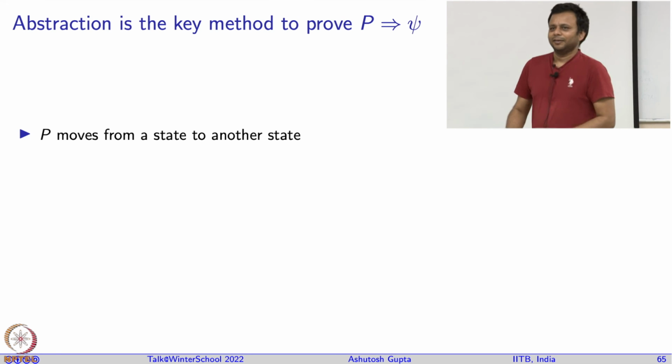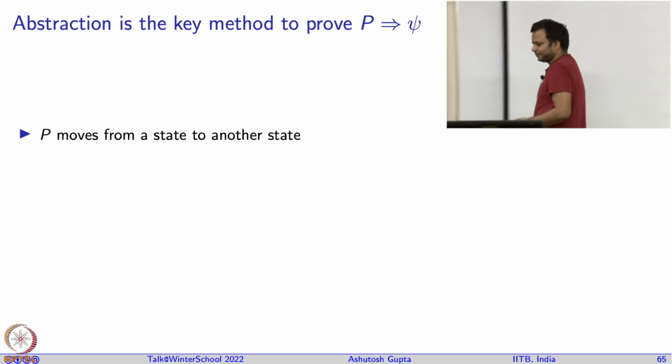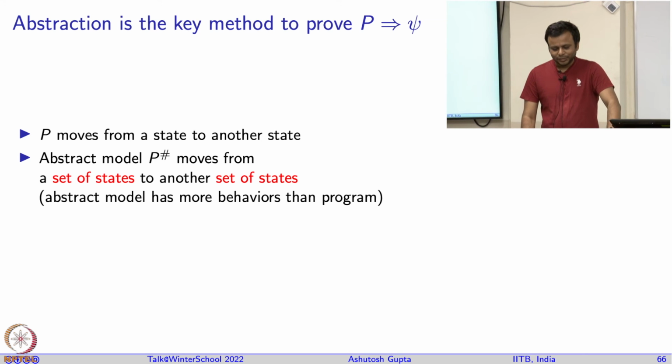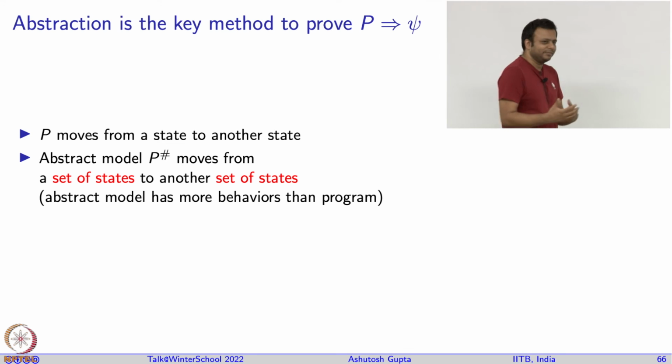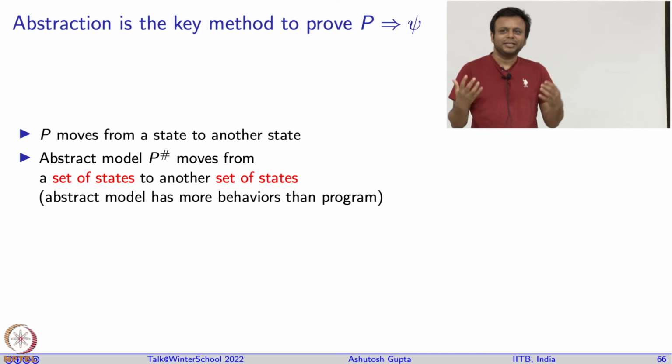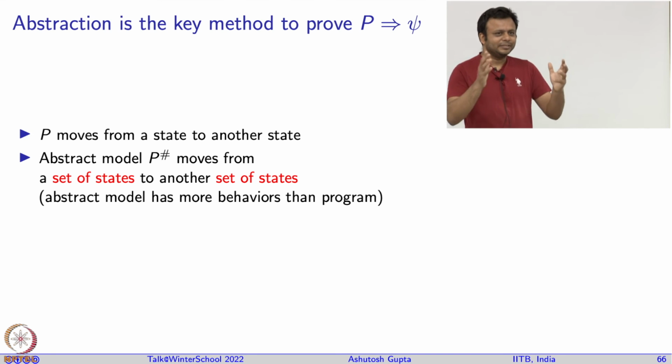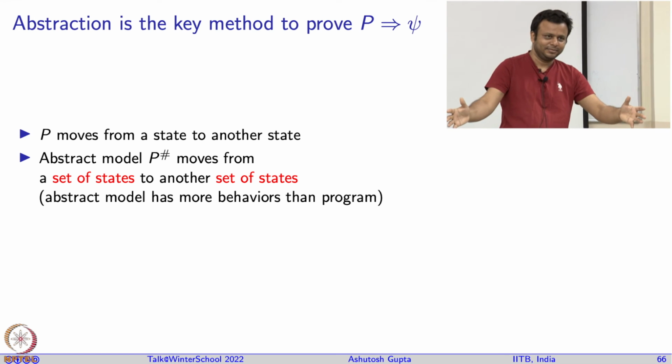So we define something called abstract programs, which go from a set of states to a set of states. It's an imaginary mathematical object, which says, if I'm somewhere here.